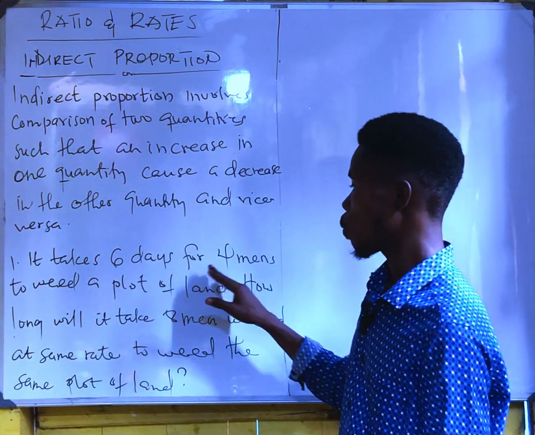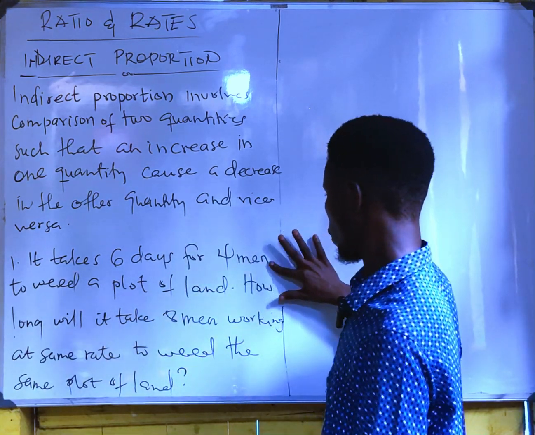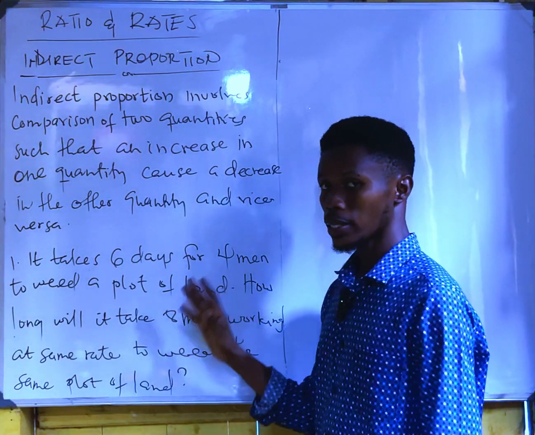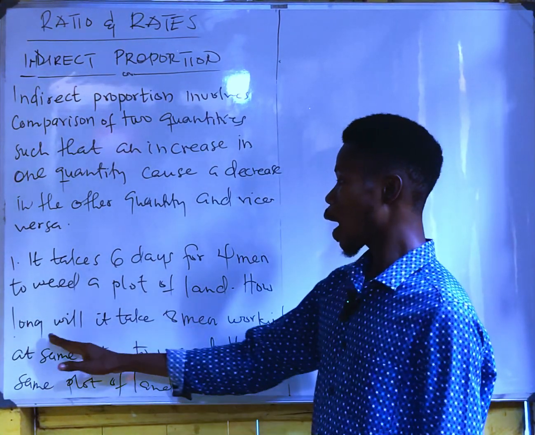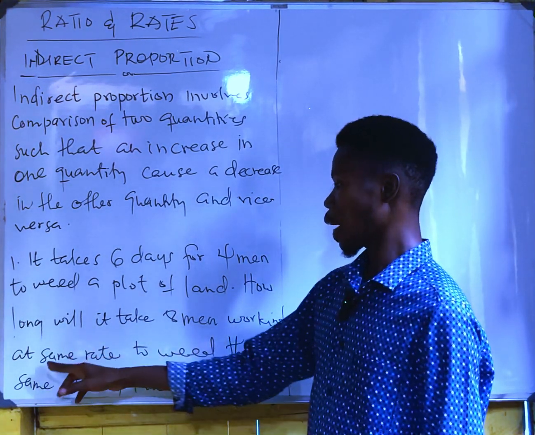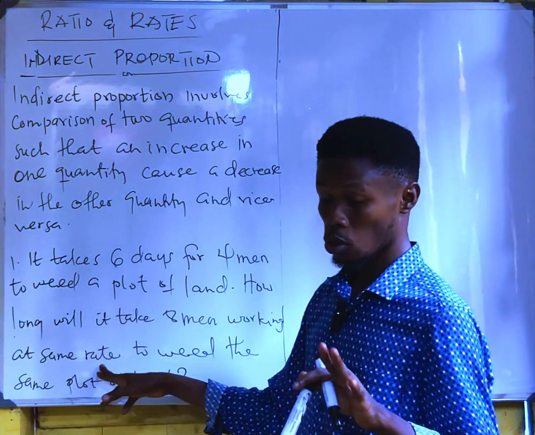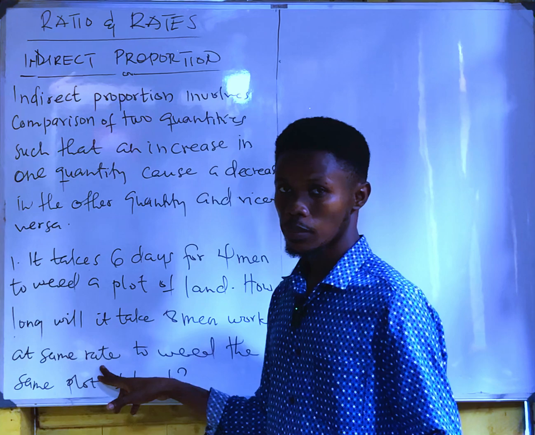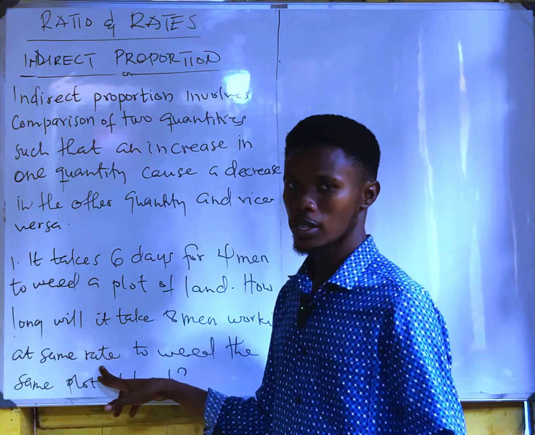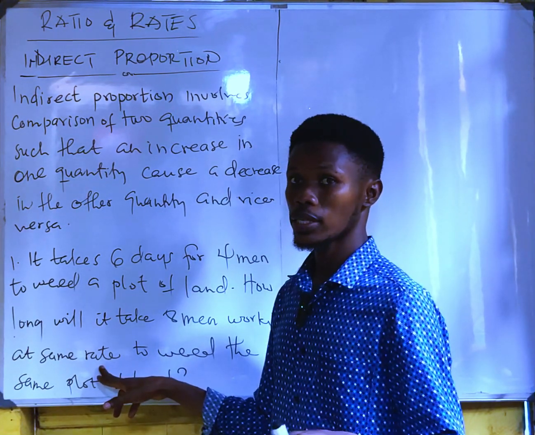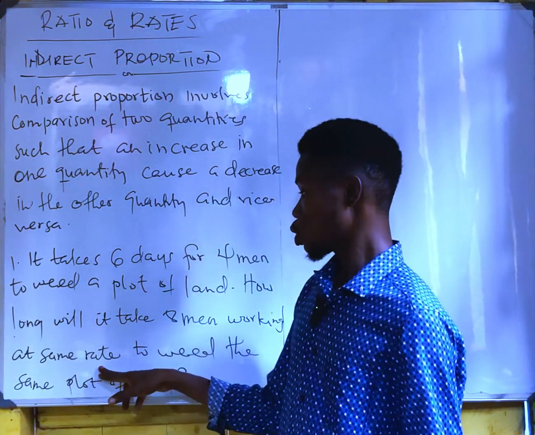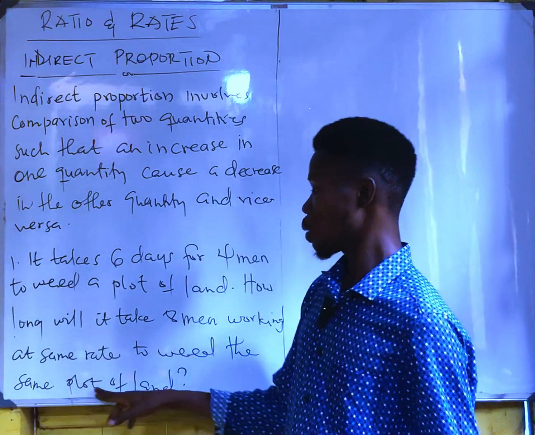It takes 6 days for 4 men to weed a plot of land. It takes 6 days for 4 men to weed a plot of land. How long will it take 8 men working at the same rate? The reason why we use the same rate is that if you increase the men and they don't use the same rate and they work faster than the 4 men or they work slower than the 4 men, the aim here cannot be achieved. Yes. So same rate to weed the same plot of land.